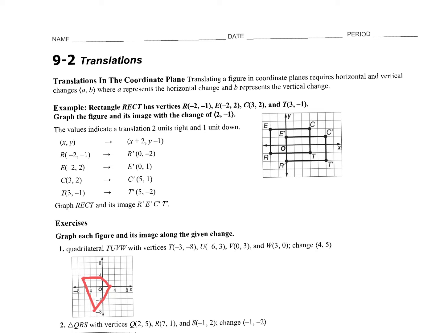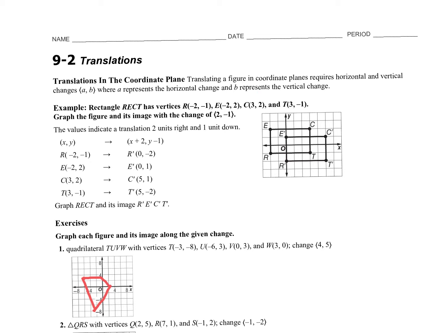Hello everyone. Today we're looking at translations in the coordinate plane. Translating a figure in the coordinate plane requires horizontal and vertical changes designated by A and B, where A represents the horizontal change and B represents the vertical change.